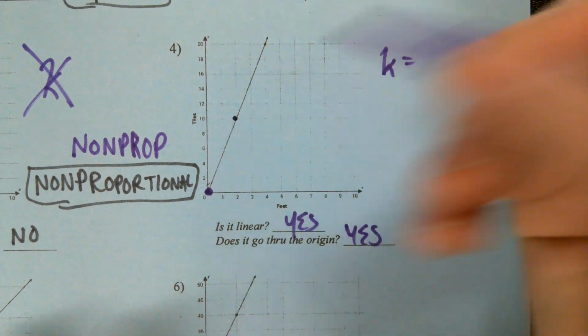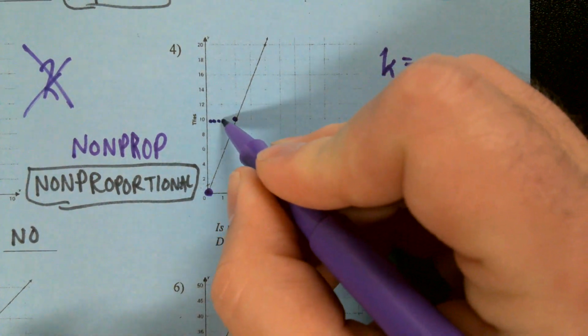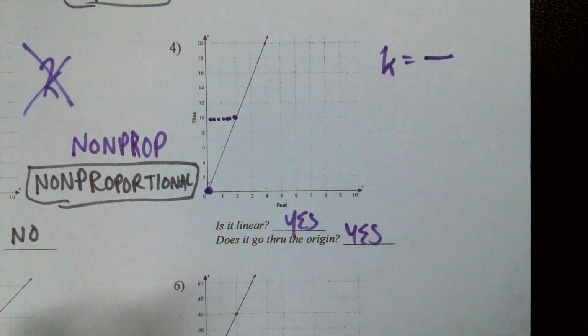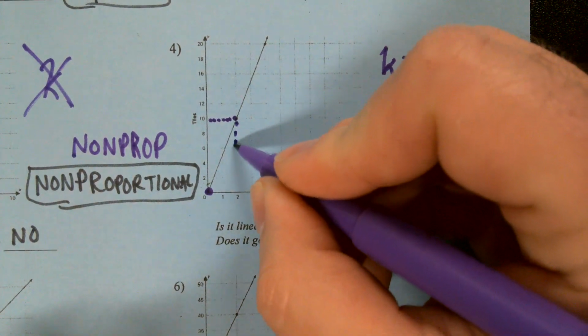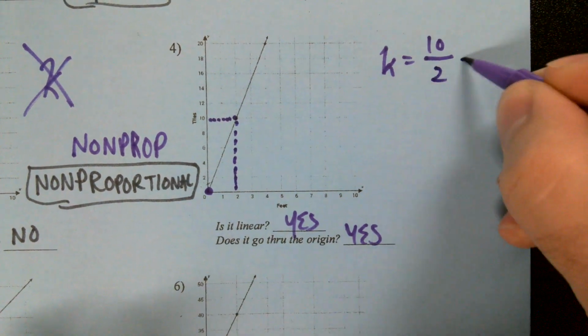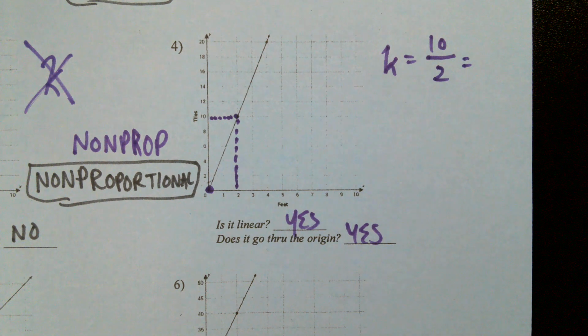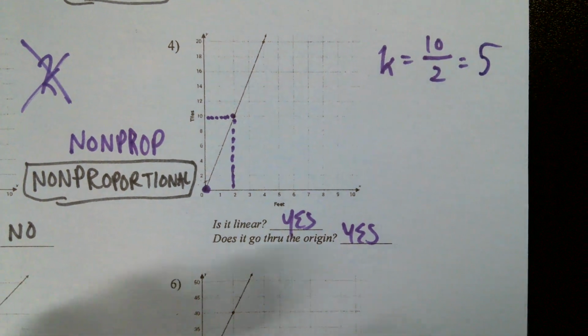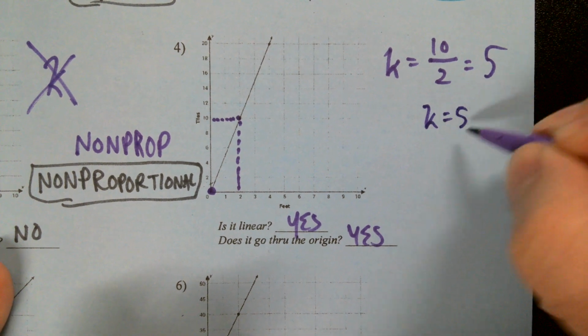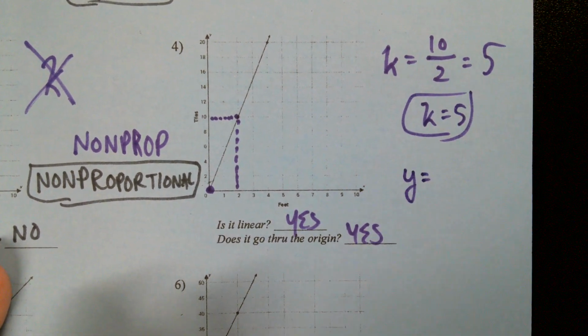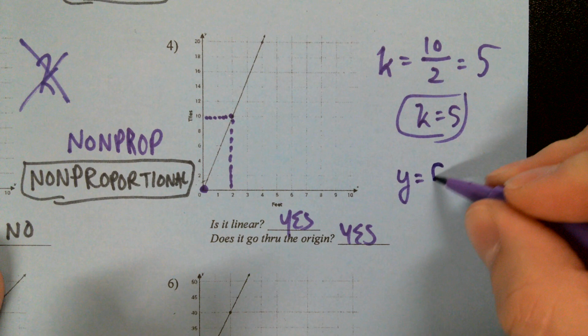I'm going to take this point here. What's my y value at that point? 10. What's my x value? 2. Can we simplify 10 over 2 at all? Yeah, what do we get? 10 divided by 2? 5. That's right. So k is equal to 5. My equation will be y is equal to what? 5x. Perfect.